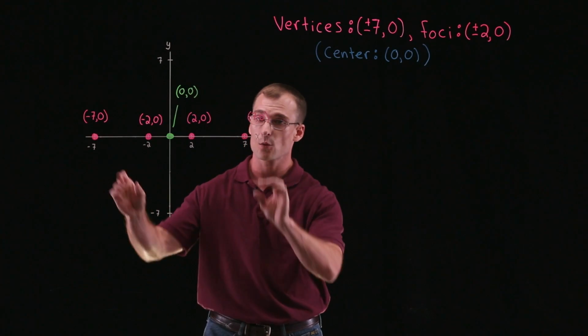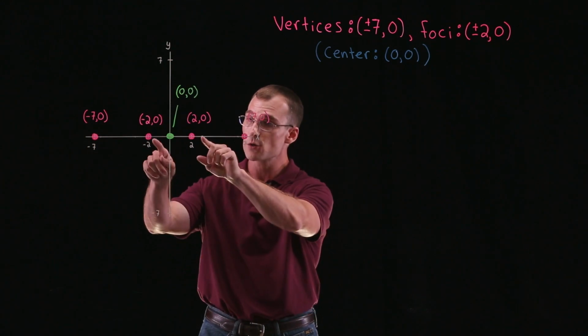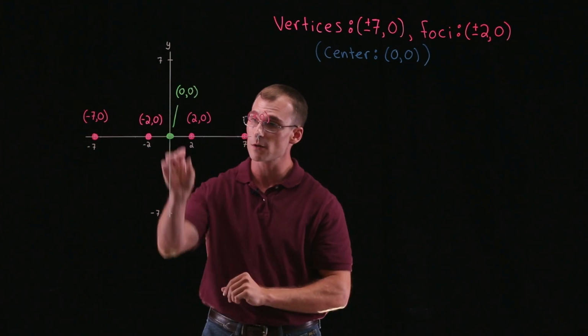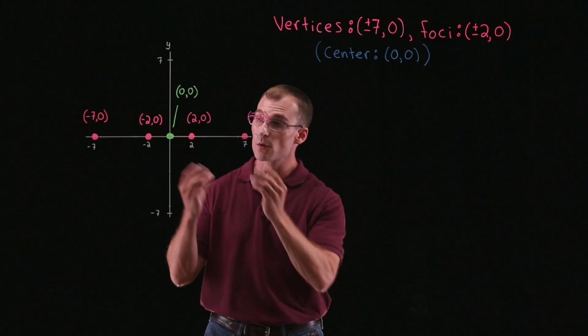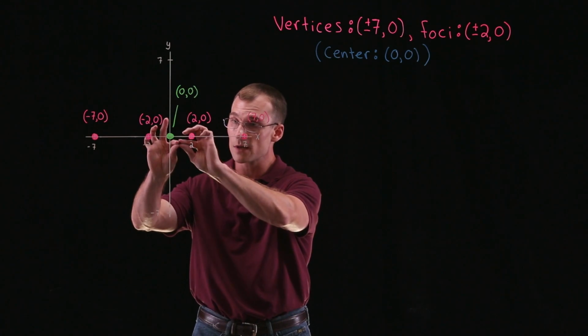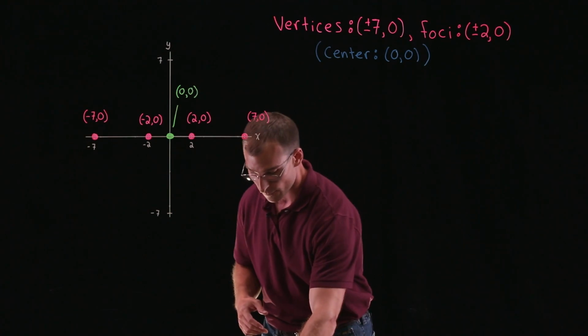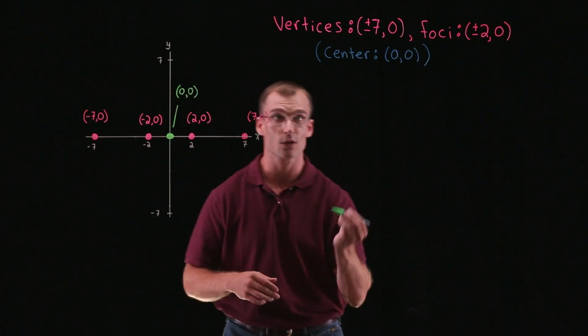So looking at what we have, our two vertices at positive and negative 7, 0, our two foci at positive and negative 2, 0, and our center at the origin. Visually, what we see is that our major axis is going horizontally. So that at least tells us what the form of our standard form equation is going to look like.